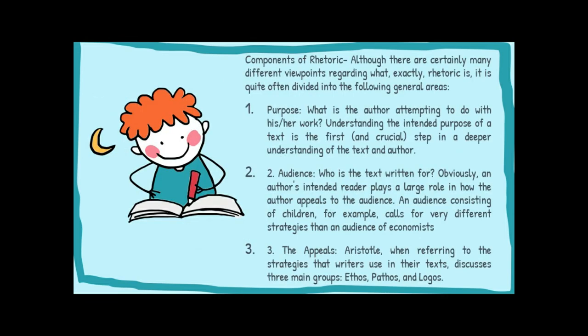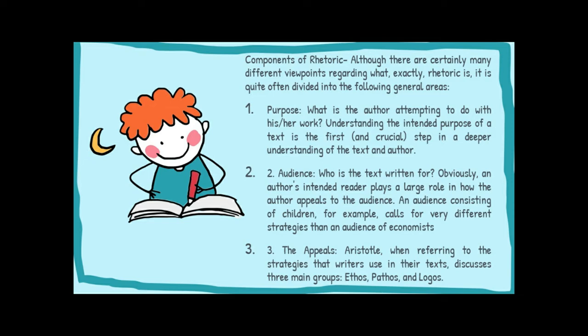Components of rhetoric. Although there are certainly many different viewpoints regarding what exactly rhetoric is, it is quite often divided into the following general areas. Number one, purpose. What is the author attempting to do with his or her work? Understanding the intended purpose of a text is the first and crucial step in a deeper understanding of the text and author. Number two, audience.